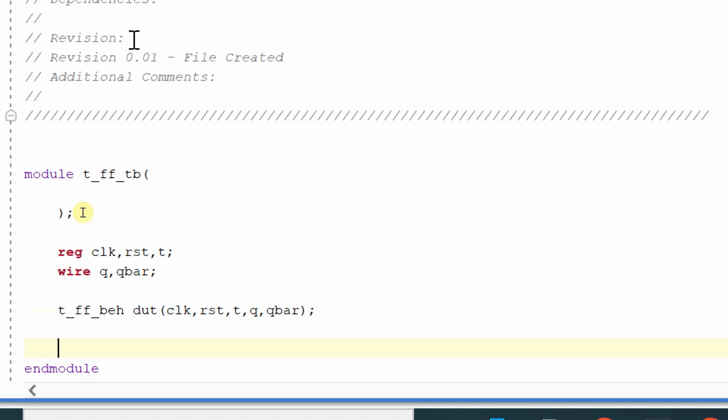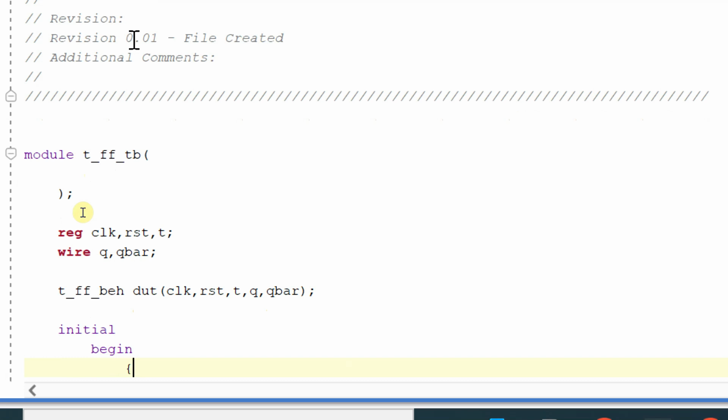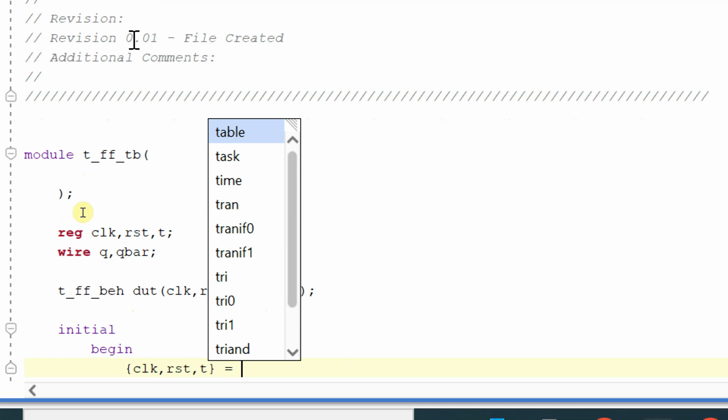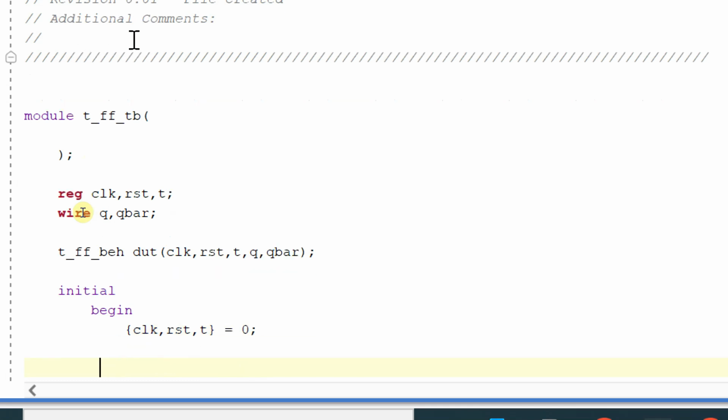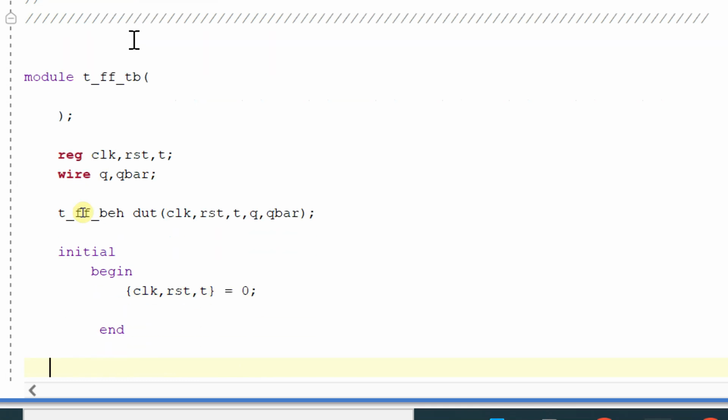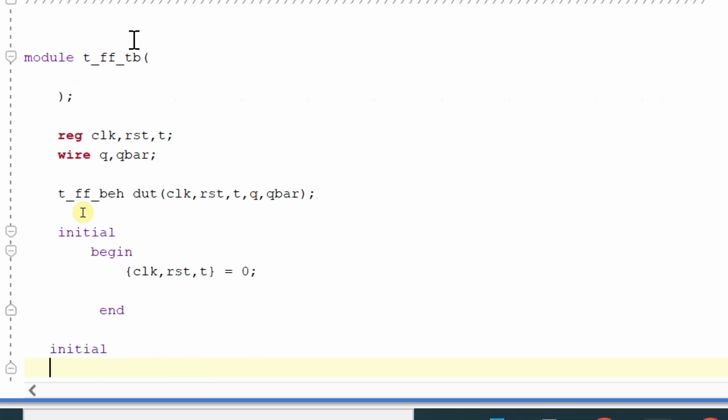So if you are a beginner in Verilog coding, then don't prefer positional instantiation. Do prefer instantiation by name. Positional instantiation is not preferred initially. In an initial begin block, I will initialize my inputs clock, reset, and t to 0. Ending this, next step is to generate a clock.